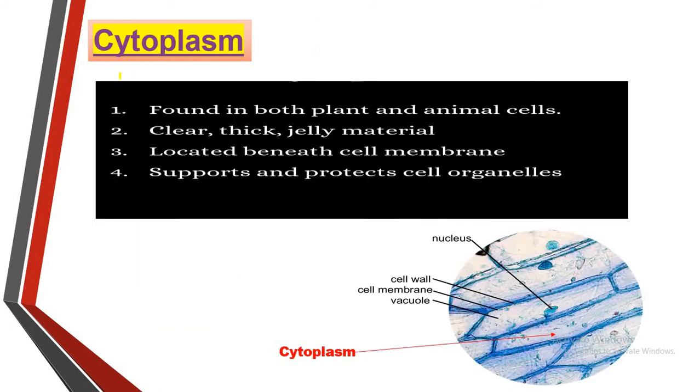Number 3 is the cytoplasm. The cytoplasm is a jelly-like material, like a filling inside the cell. It carries all the other organelles of the cell. It's found in both plant and animal cells. It supports and protects all the cell organelles.